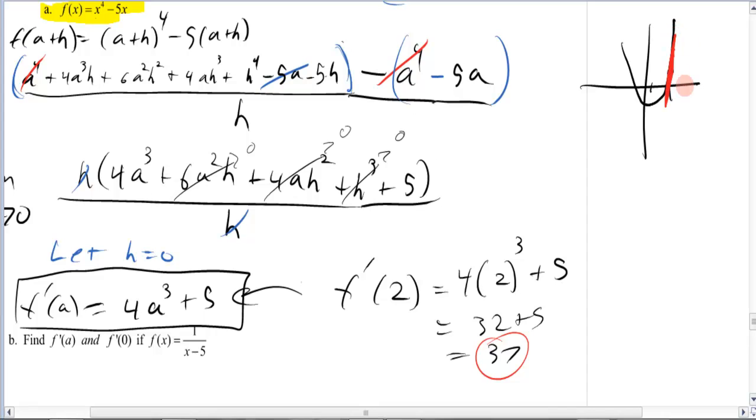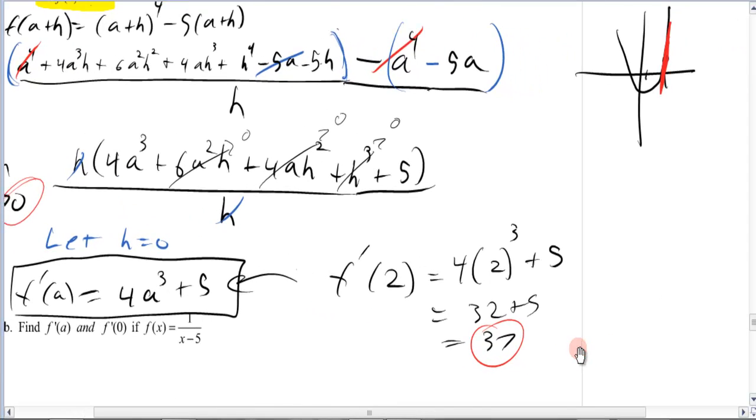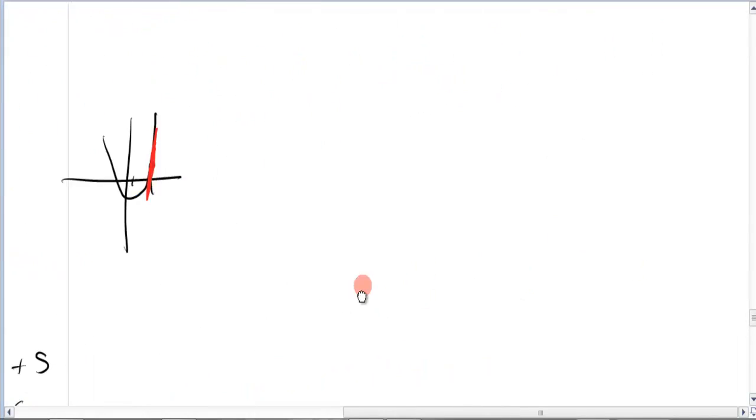Now we have gotten those points so close together. In fact, they're so close together, we're just going to say the distance between them might as well be 0. So therefore, the instantaneous rate of change at the value of 2 is 37. So for those of you, that's all you need.